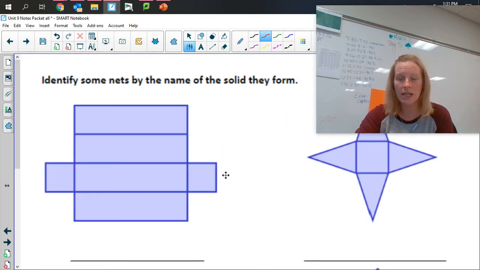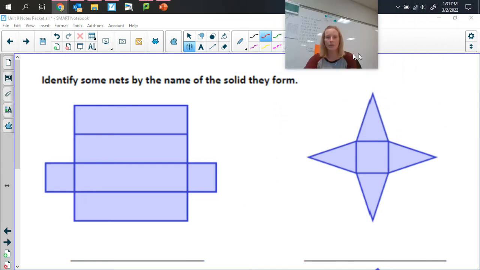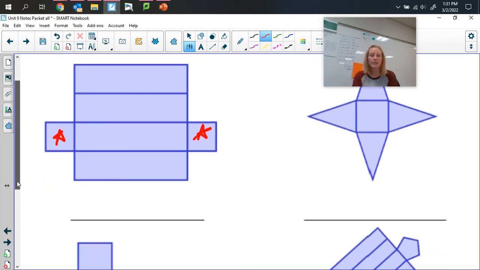Let's take a look at a couple nets here, and we're going to see what they form. I'm going to make my picture a little bit smaller here so I'm out of the way. In this first one, I'm noticing there's a ton of rectangles, and I do notice these two little tabs on the end here. The tabs are squares, but remember, we don't call it a square prism. We are still going to call it a rectangular prism.